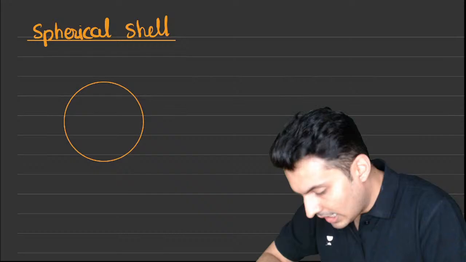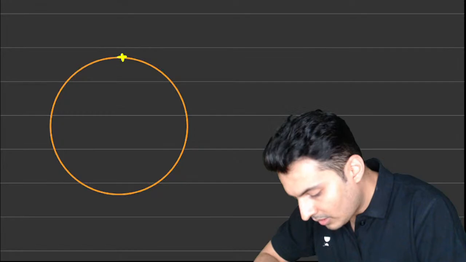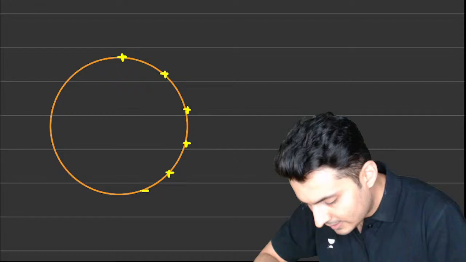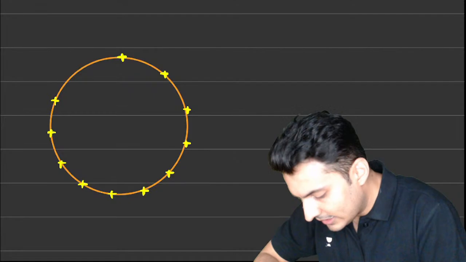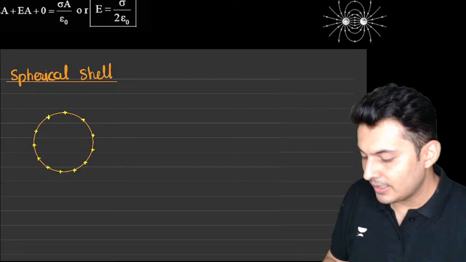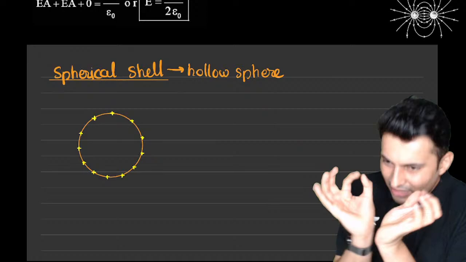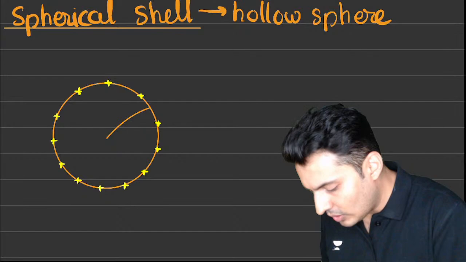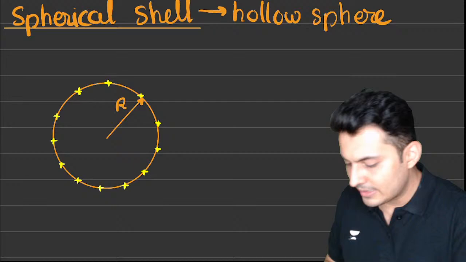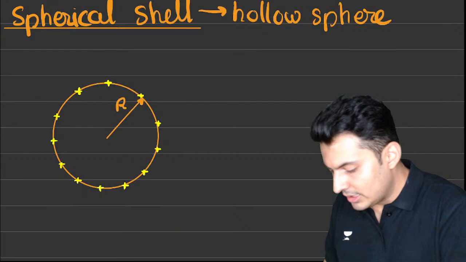The charges are there only on the surface, not inside, not outside, not at the center, only on that shell. Imagine a hollow sphere basically. Shell also means basically a hollow sphere. It has only some very negligible thickness. Now assume that the radius of that particular shell is R. The total charge on that shell is, let's say, Q.